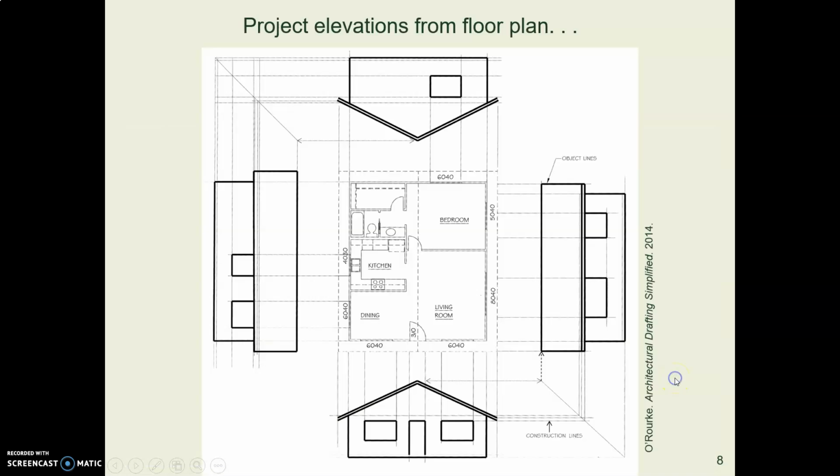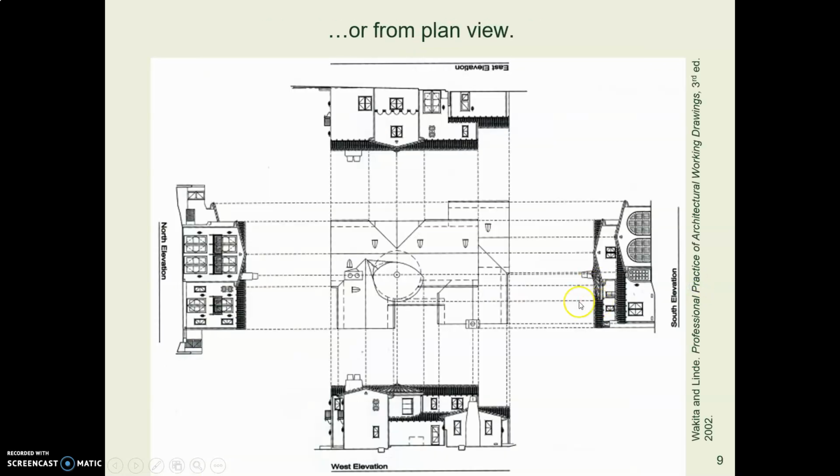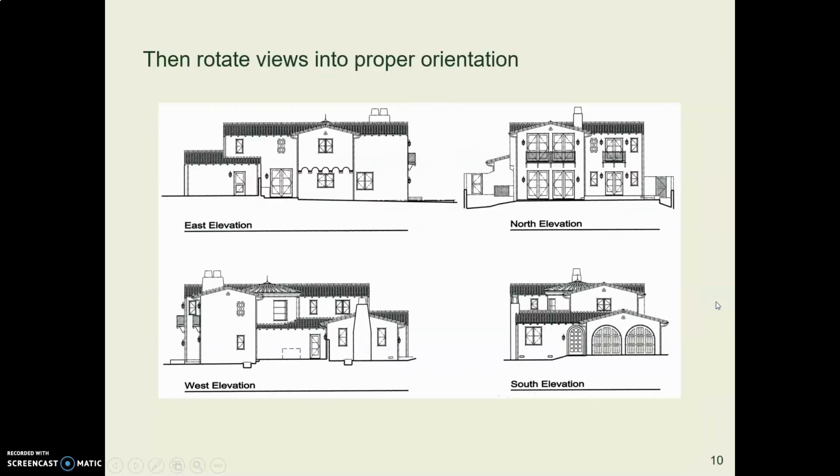How to draw them. You start with the floor plan. Like in the drawing that you're going to be doing, you have a floor plan of your house, and now using construction lines, you project lines outward from the floor plan, depending on which side it is you want to draw an elevation of. Or you might have a roof plan. Here's a fancy, maybe Southern Californian style, projecting lines from a roof plan. And then each of those views that you've projected, you rotate them into the proper orientation. So the ground is on the bottom and the roof is on the top.